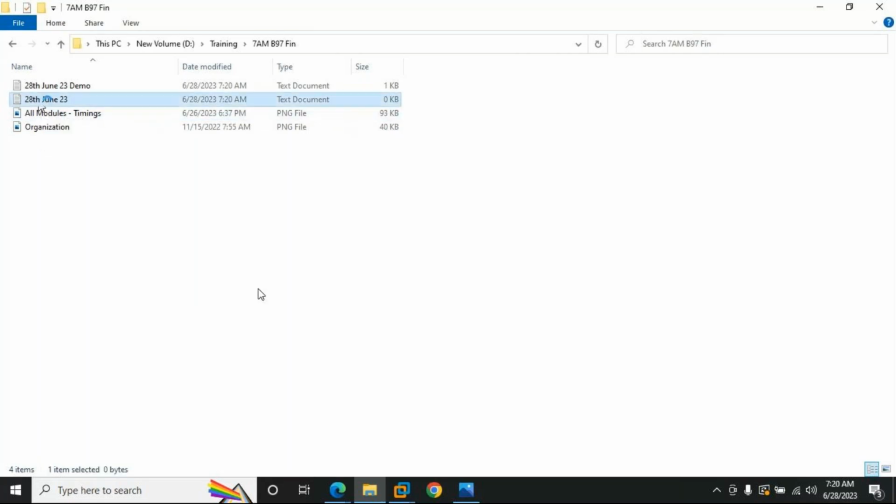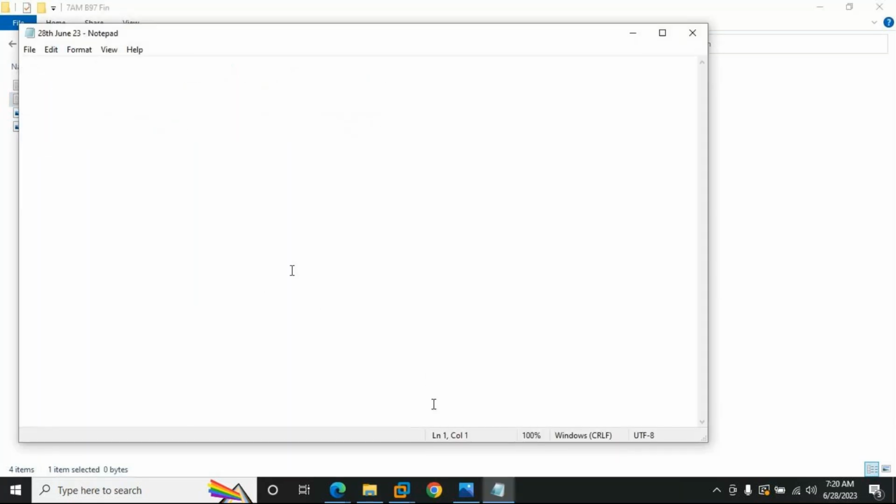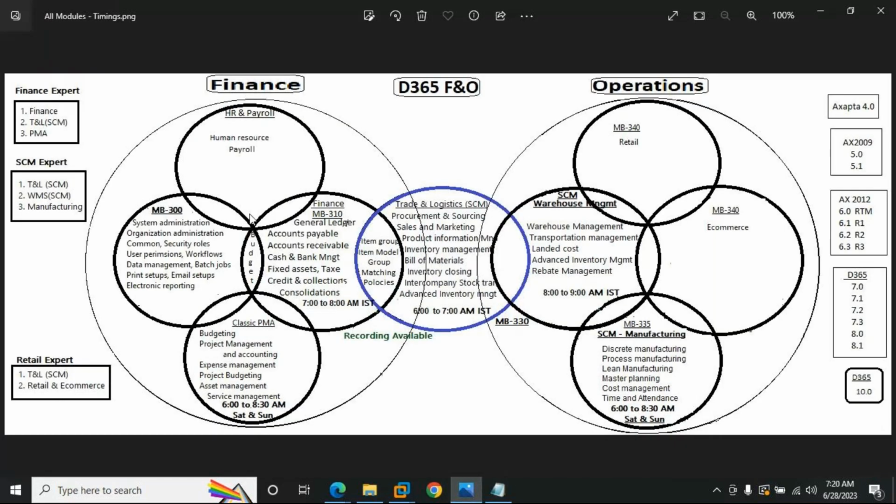So now we are going to learn finance. In the finance module, you are going to learn general ledger, accounts payable, accounts receivable, cash and bank management, fixed assets, taxation, credit and collections, and consolidation and budget. All these things you are going to learn in finance. Okay. So let me minimize.